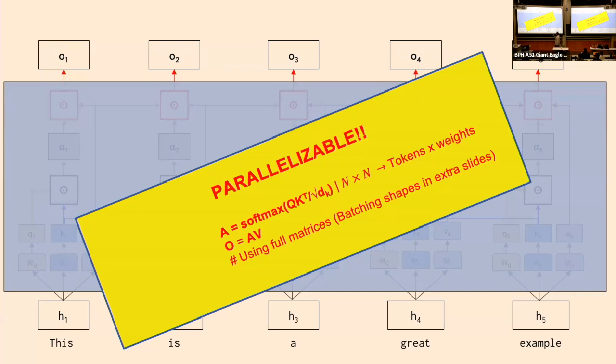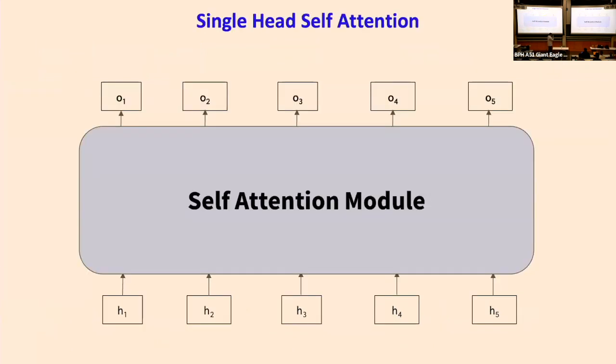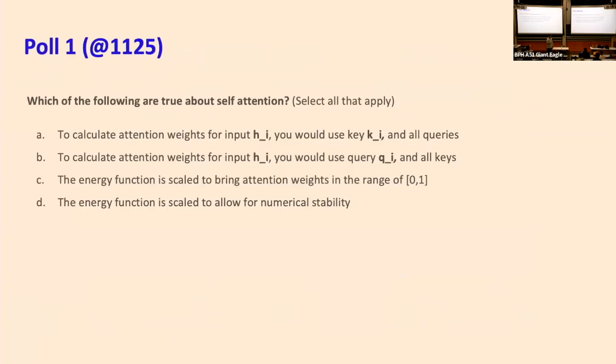Okay, cool. The batching would be done in some extra slides later. If we have time, we'll go over it, else you can see it in the slides. But we have a self-attention module, right? This is called a single head attention module, and we'll get to why it's single head. But before that, we have a short poll, right? This is 1125, and let's say we give you a little less than a minute to finish this.